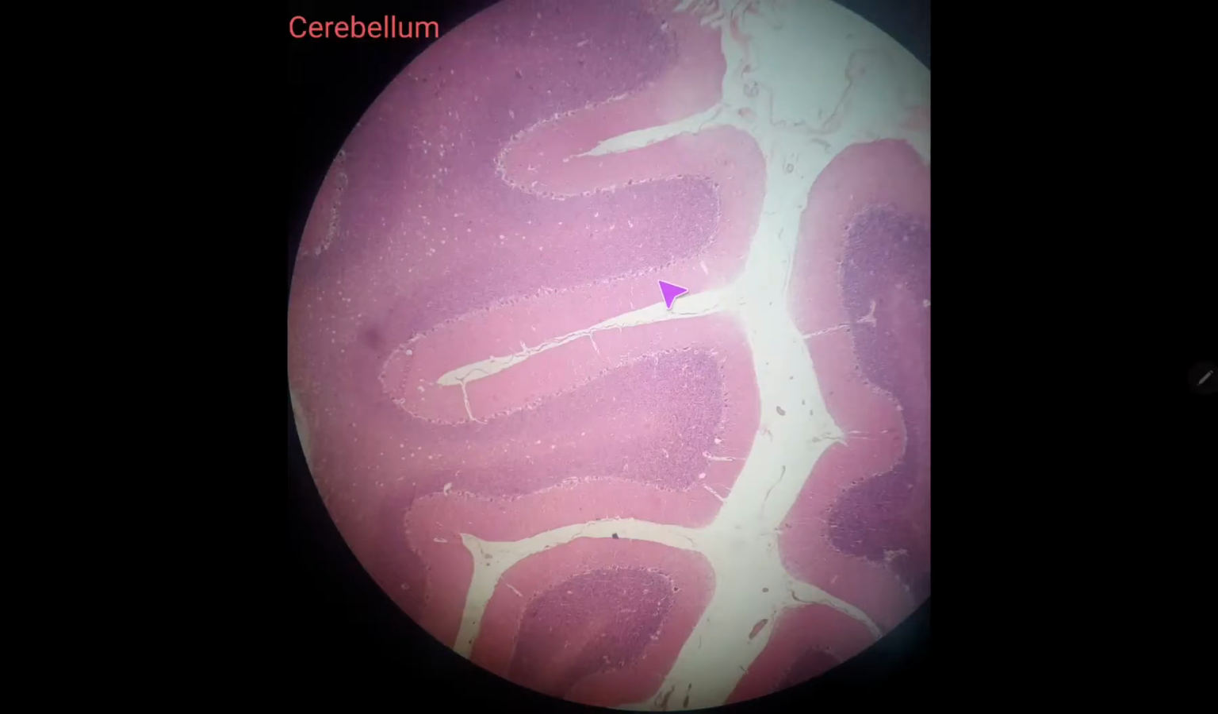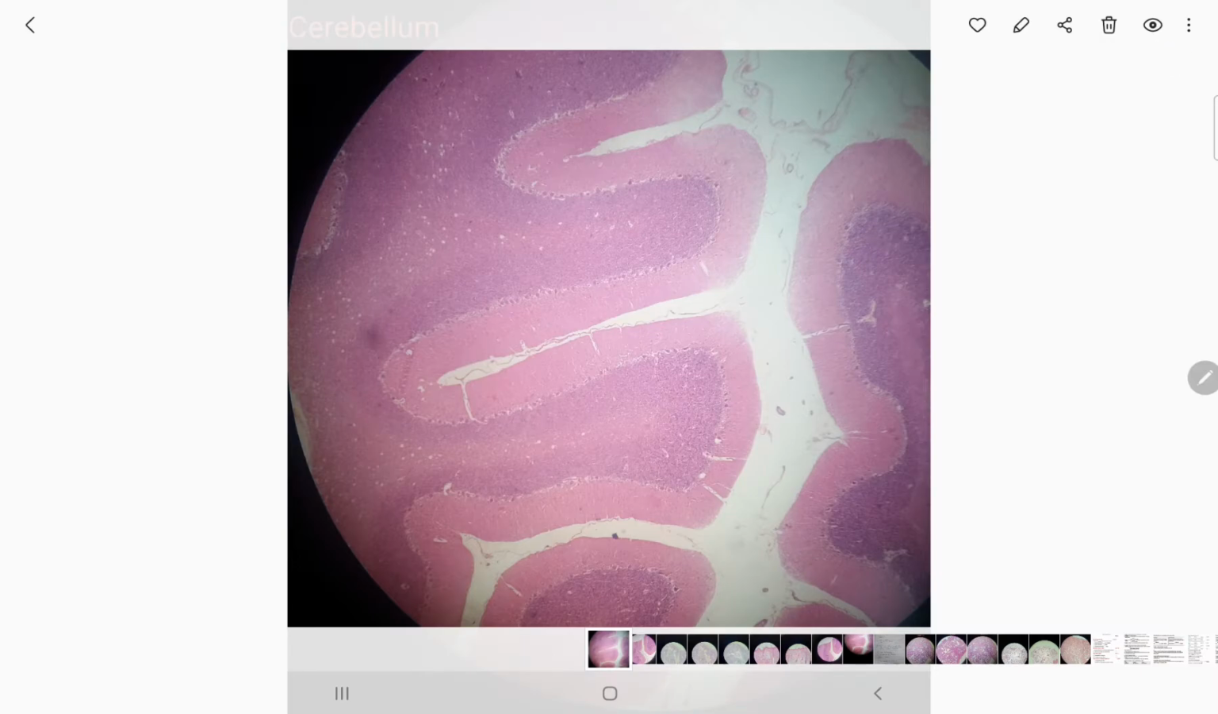This is the slide of cerebellum. This slide is in low magnification. In this slide, you can see there are numerous deeply convoluted folds called cerebellar folia, and these cerebellar folia are separated by deep sulci. One fold is called a cerebellar folium.